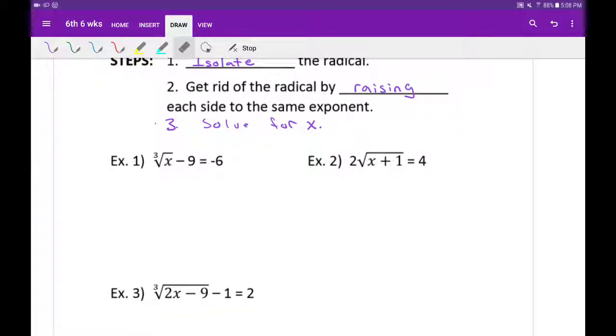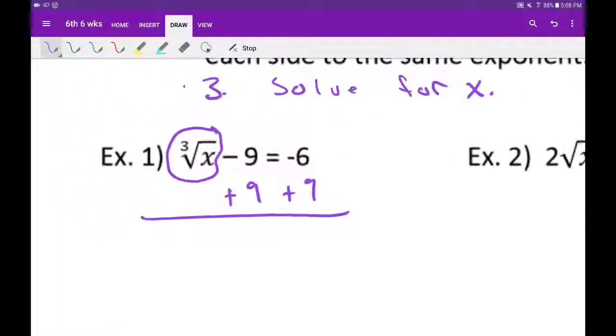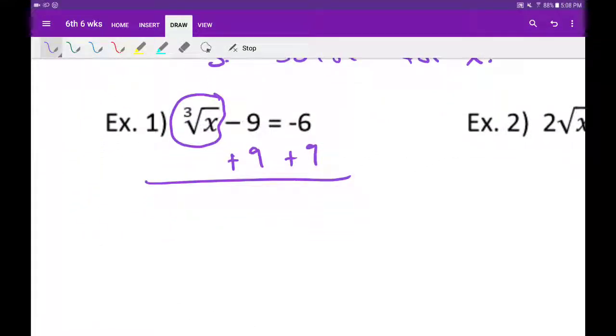All right, so to solve these radical equations, we need to isolate the radical, which is this part right here. Okay, and to do that, I'm going to add 9 to both sides, for example 1. All right, and then that cancels. So we get our cube root of x equals a positive 3.